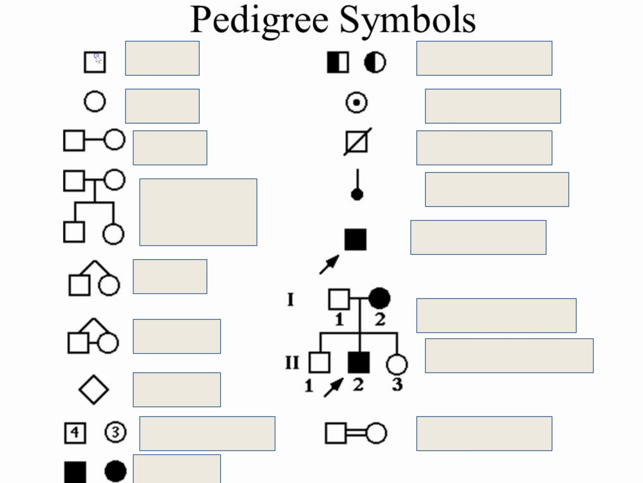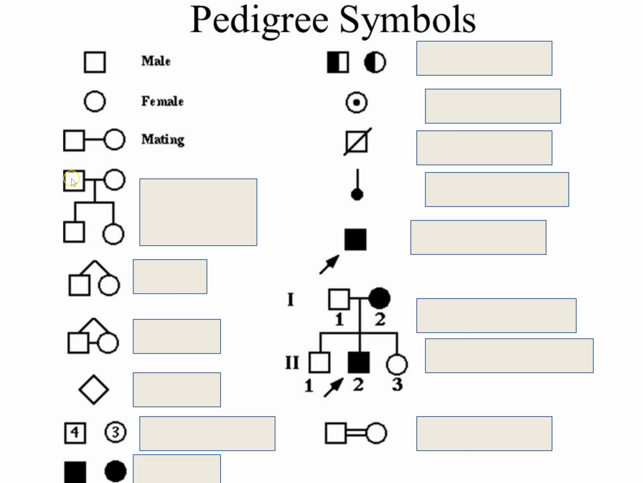So a square represents a male, and a circle represents a female. If I have them on the same horizontal line and I connect them with a line, then that means that they are mating, because of course this is talking about biology. So what we're concerned about is who is having kids with who. So that means mating. In a family tree, you would say that means married. So hopefully those go hand in hand.